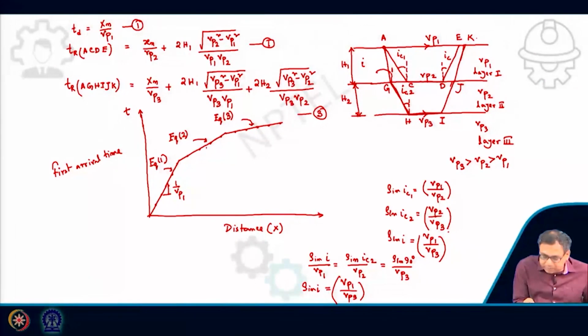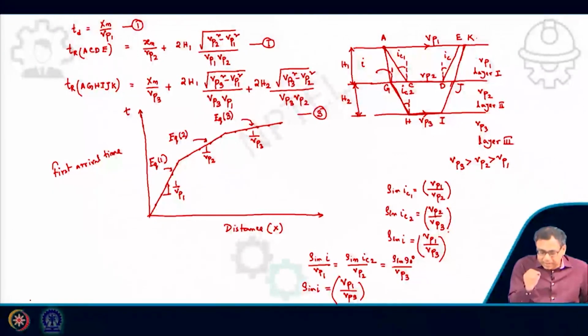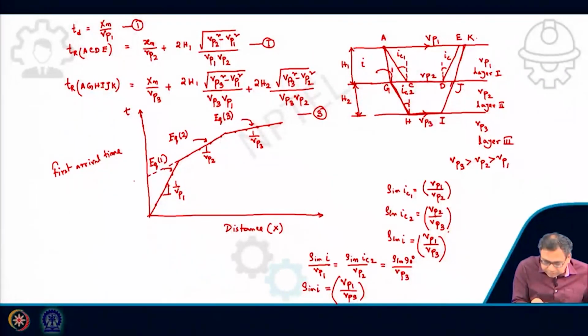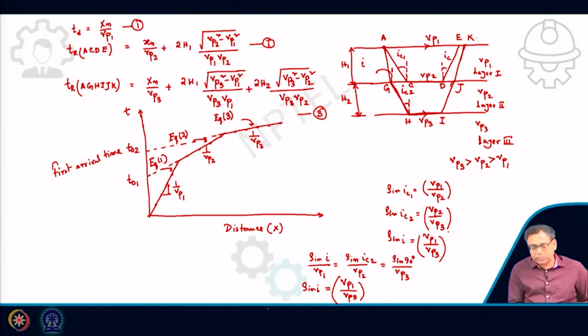So this will give me 1 by Vp2 and this one will give me 1 by Vp3. This is equation. So this is also 1 by Vp3, Vp2, 1 by Vp1. Now if I extend the first portion, this one gives me T01. If I extend the straight lines of the second portion, this will give me T02.